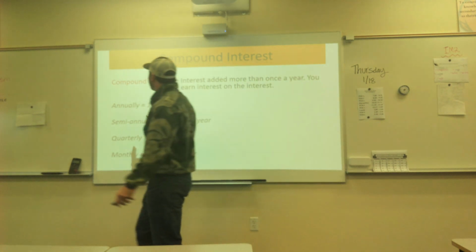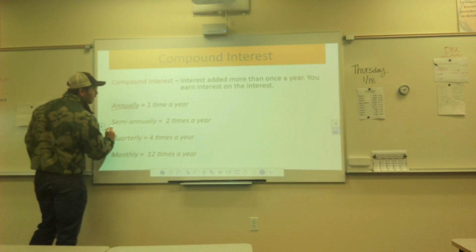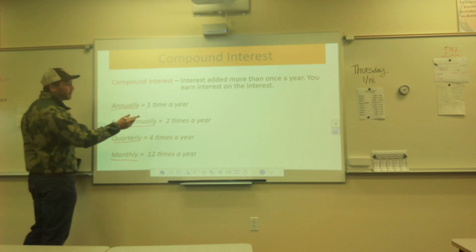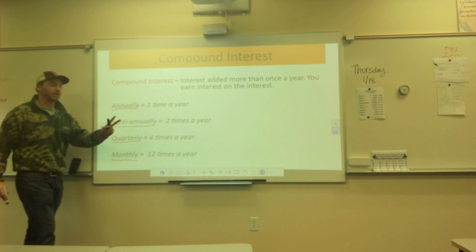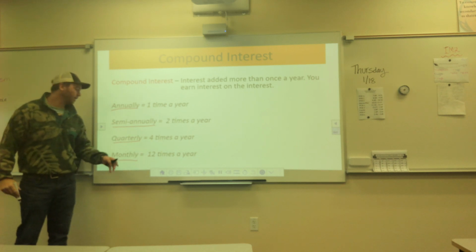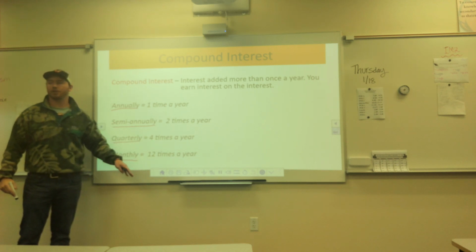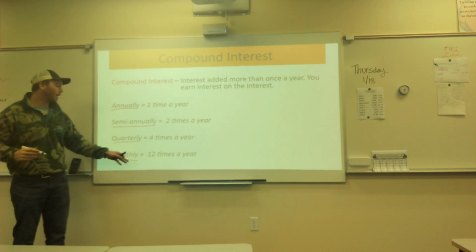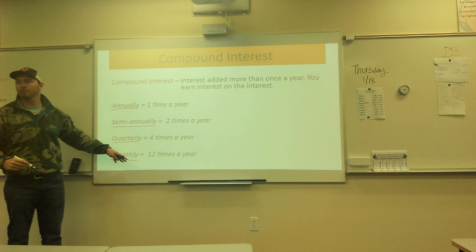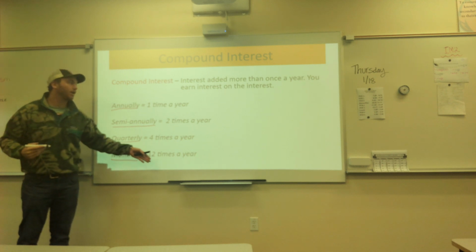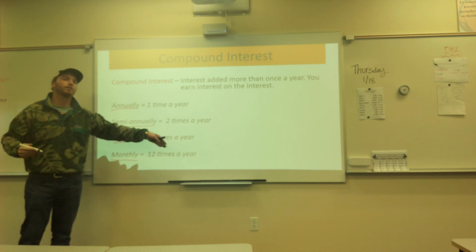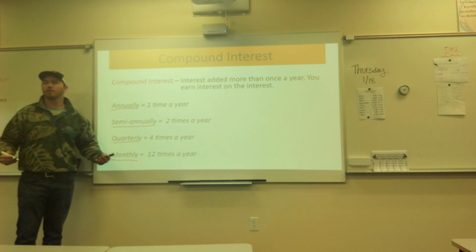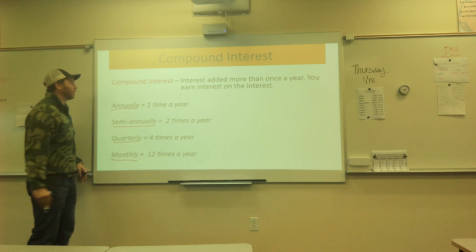Some of those key terms, and we're going to touch on what that means a little bit later, but annually, that's 1 time a year. Semi-annually, 2 times a year. Quarterly, 4 times a year. And then monthly, 12 times a year. So the reason why, how many months are in a year? 12. So if it's compounded monthly, 12 times a year. Quarterly, how many quarters are in a dollar? 4. 4 times a year.